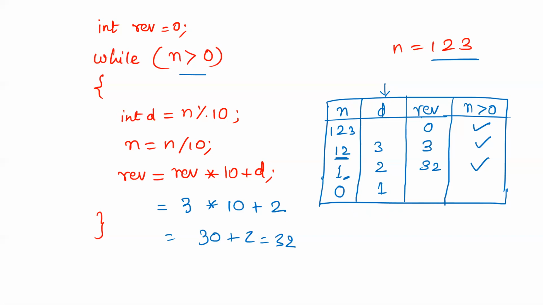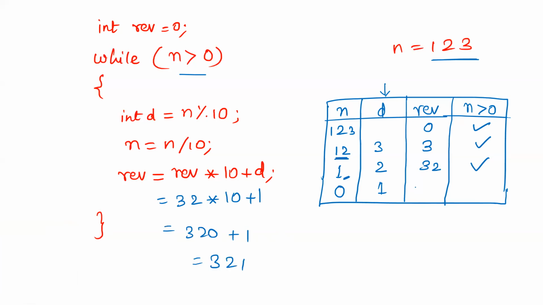Now reverse is updated with reverse into 10 plus d. Reverse is 32, then into 10 plus d. D is 1. So it is what? 320 plus 1. It is 321. So you can see reverse is storing 321.